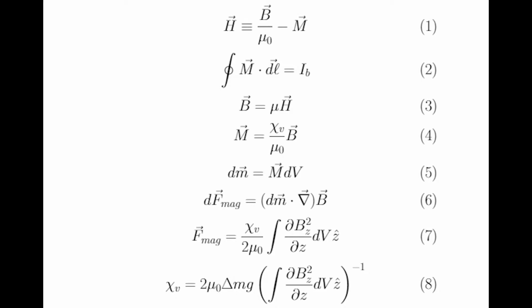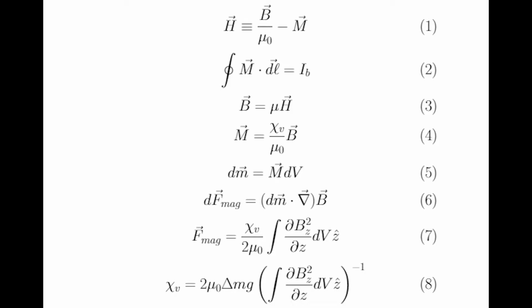And essentially, if we massage this algebra, we can get M equals chi V over mu naught times B, where chi V is this magnetic susceptibility. So it describes how susceptible a material is to magnetization: if you input a B, what is the M that comes out.